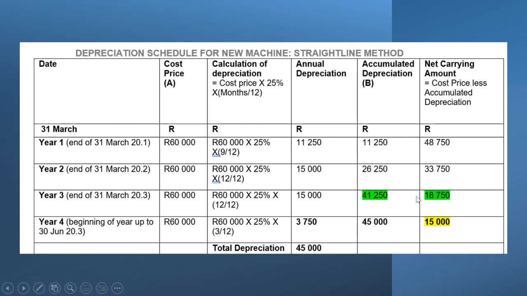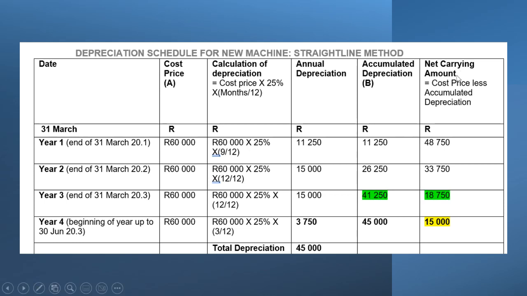Step number 2 says, now calculate the total accumulated depreciation of the disposed asset. So we opened with, at the end of year 3, we had 41,250. Now we need to add this 3,750. You get what? Your 45,000 rand, which is your total accumulated depreciation of the disposed asset.